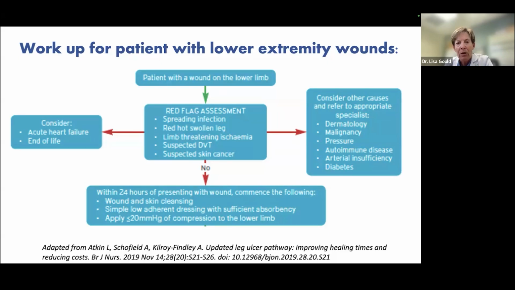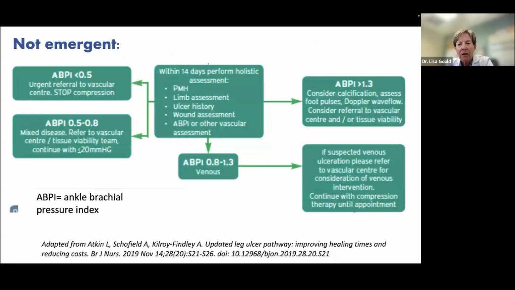Until you start getting some studies, if you don't have time in the clinic but you want to just get patient history and get the patient started, you can do some very light compression, less than 20 millimeters of mercury, to try to get the swelling out. And then when you see them back within the next 14 days, do the complete assessment, the whole past medical history, really going over that leg with the ulcer history, a wound assessment, and then the vascular assessment.